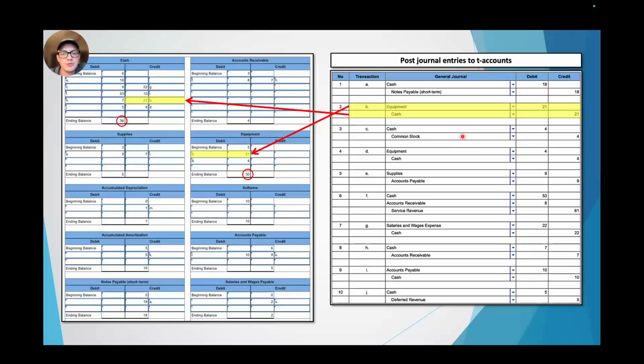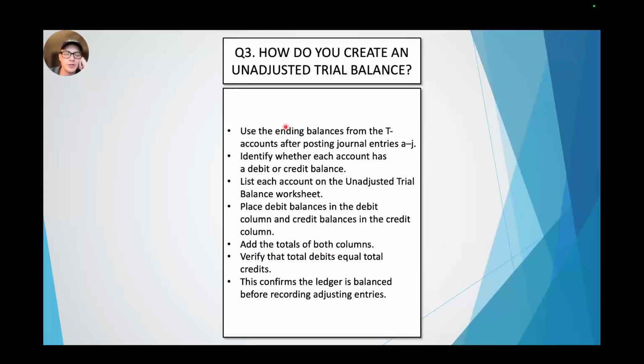So then you'll post your journal entries to the T accounts. We'll see here that equipment for 21 will flow through here. B, your T accounts will always have letters for the problems they correlate to. Your cash is credited for 21. That can be seen up here. Once all of our transactions flow through, we'll get an ending balance, and this ending balance is important for the next thing. So how do you create an unadjusted trial balance?